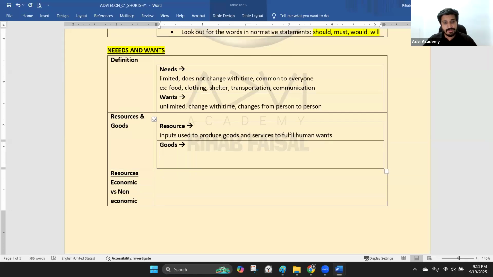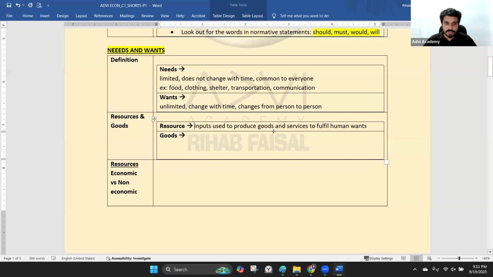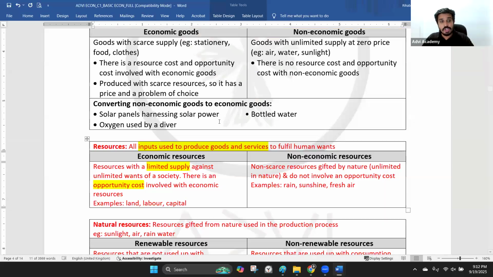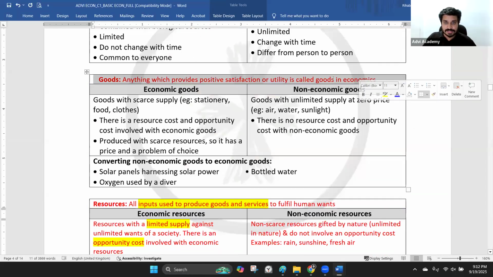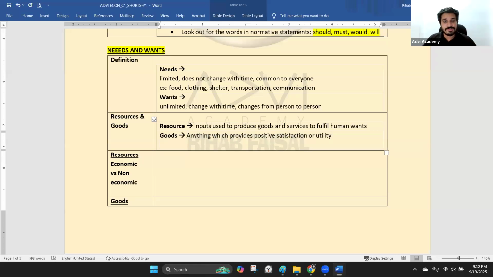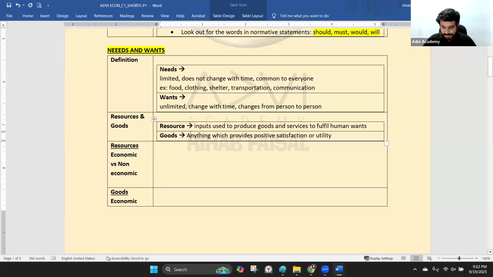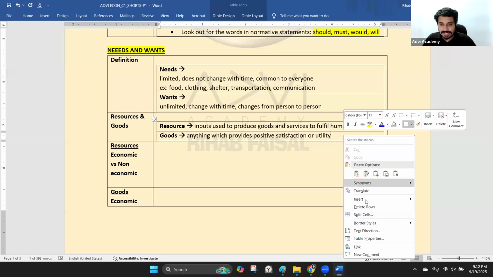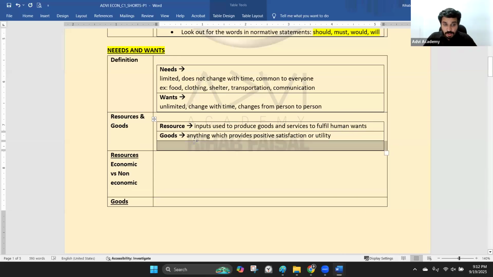In terms of goods, what do you mean by a good? Resource means inputs used to produce goods and services. Goods means anything that gives humans positive satisfaction, or positive utility. What does that mean? If you wear a t-shirt and you're happy with it, you're getting satisfaction out of it. For example, you're eating chicken and you're very happy with it. That is utility; you're getting use out of it. That is goods. Anything like furniture, electronics, all of these things are what you call goods. In economics, the joke is there is something called bads also.